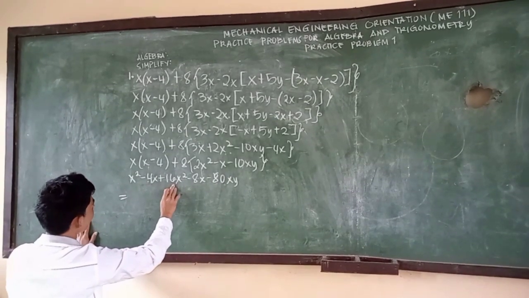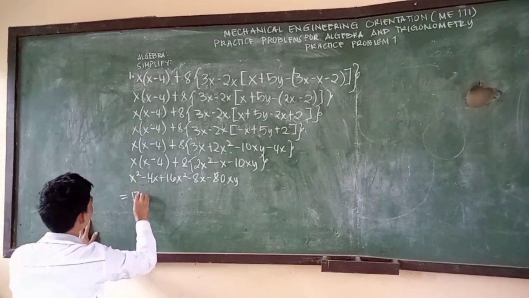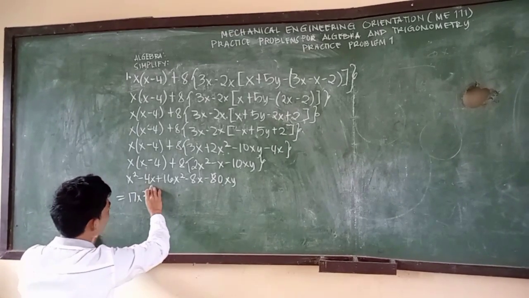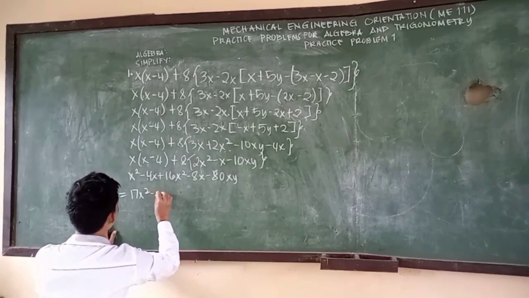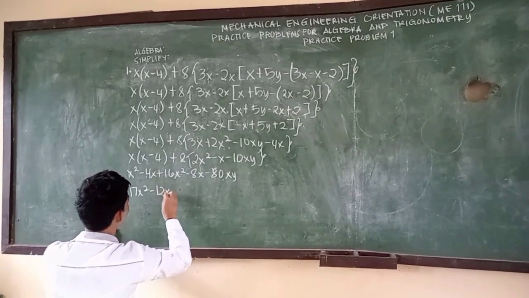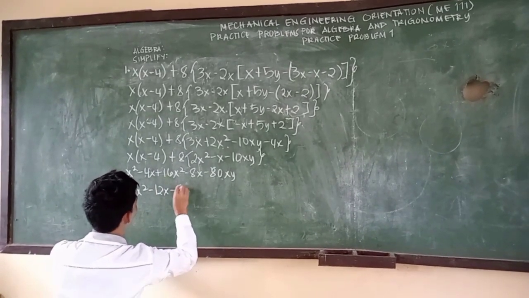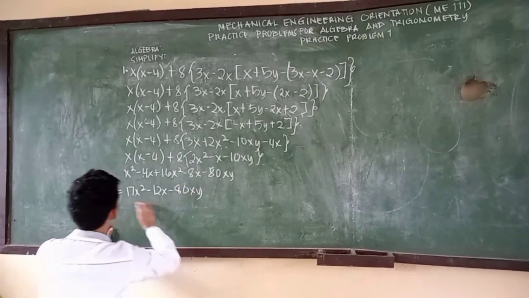Now for our final answer, we will combine like terms. So 16x squared plus x squared will give us 17x squared. Negative 4x minus 8x will give us negative 12x. And then just copy negative 80xy.